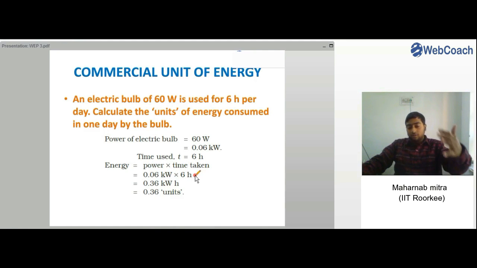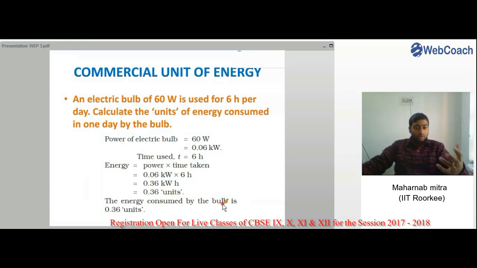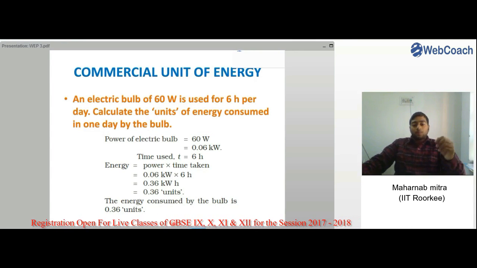0.06 kilowatt into 6 hours. We have just put the values in the respective places. 0.06 kilowatt into 6 hours gives us 0.36 kilowatt hours, and 0.36 kilowatt hour is nothing but the same units, 0.36 units, right? 1 kilowatt hour is 1 unit, so 0.36 kilowatt hour will be 0.36 units. So we have finally got how much energy we have consumed in 6 hours using a 60 watt bulb. The energy consumed by the bulb is 0.36 units, right?